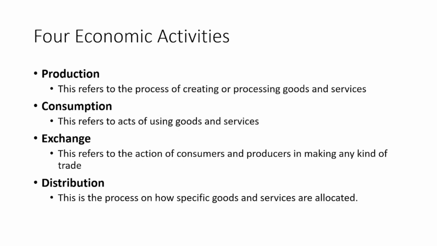Then we have four economic activities: consumption, production, exchange, and distribution. Production refers to the process of creating or processing goods and services. Consumption refers to acts of using goods and services. Exchange refers to the action of consumers and producers in making any kind of trade. And distribution is the process of how specific goods and services are allocated.